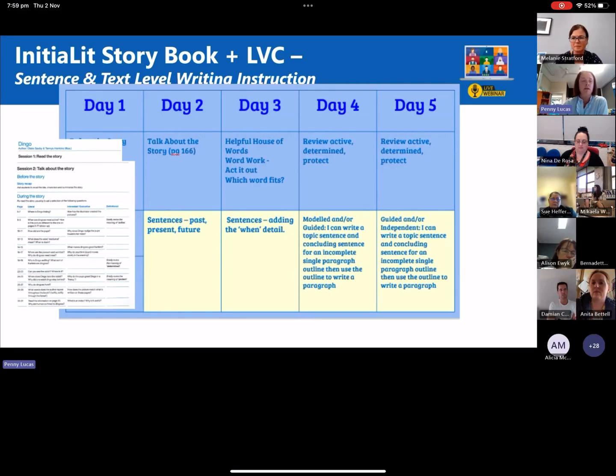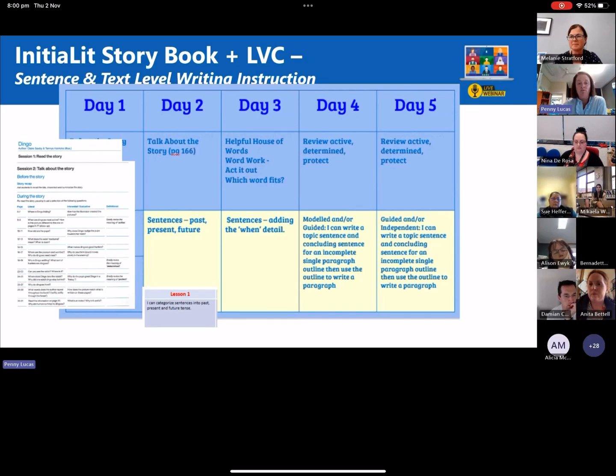On day 2, I'm doing the talk about the story, where we're looking at the literal and the inferential comprehension questions. I reread the story. And again, that's a real focus on comprehension. I bring in a little bit of the vocab there, but don't really focus on that yet. So that's comprehension. And then I also move into my first writing lesson. So lesson 1, I can categorize sentences into past, present, and future tense at that sentence level.